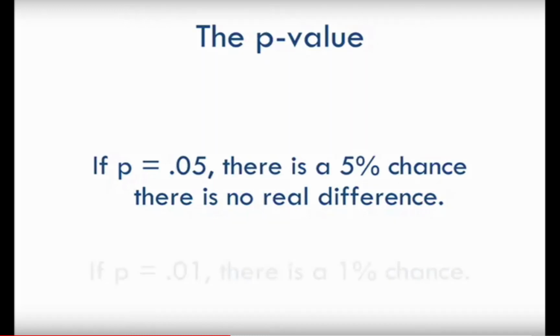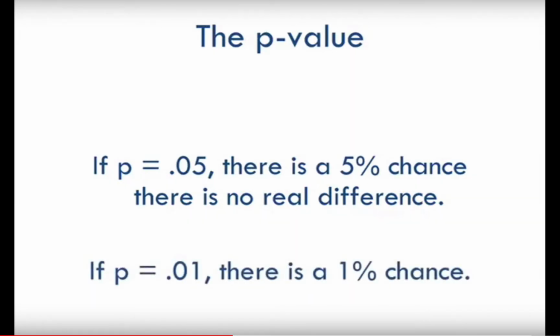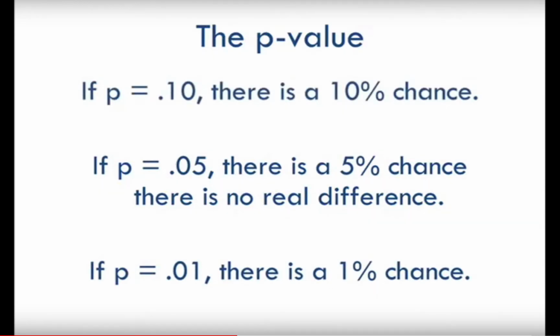A p-value of 0.01 means there's only a 1% chance we would get these results with random data, while 0.1 means there's a 10% chance. In most research, the cutoff for what we consider reliable or statistically significant is a p-value of 0.05 or below.